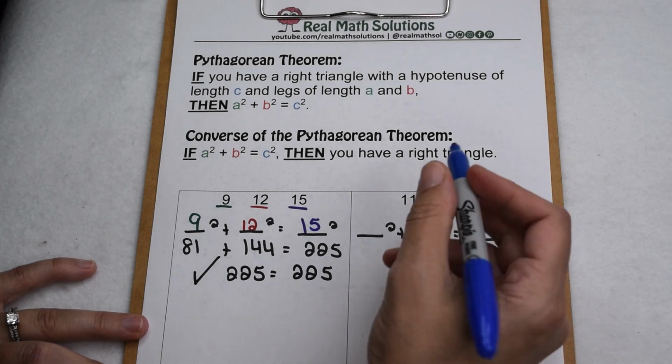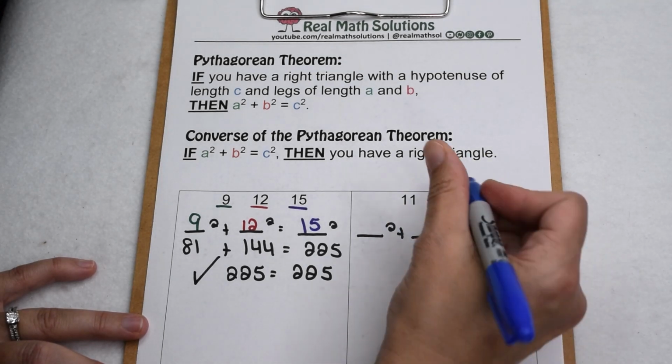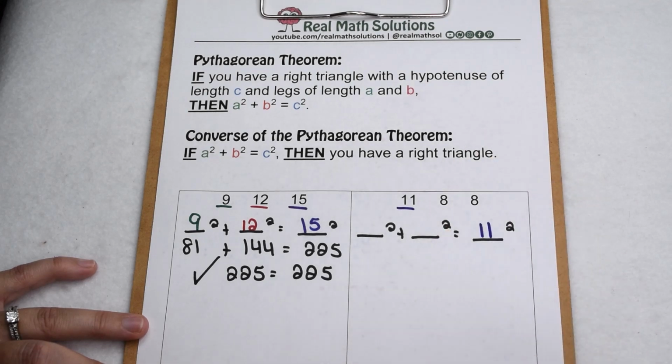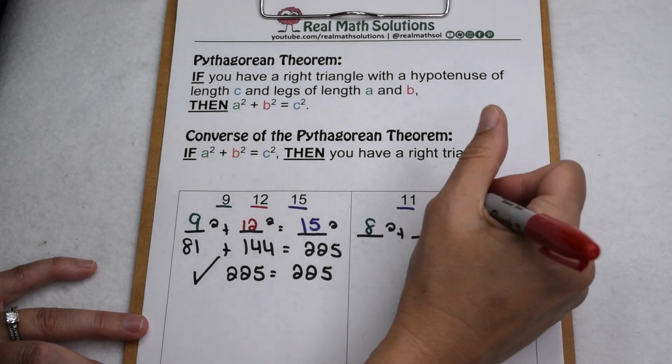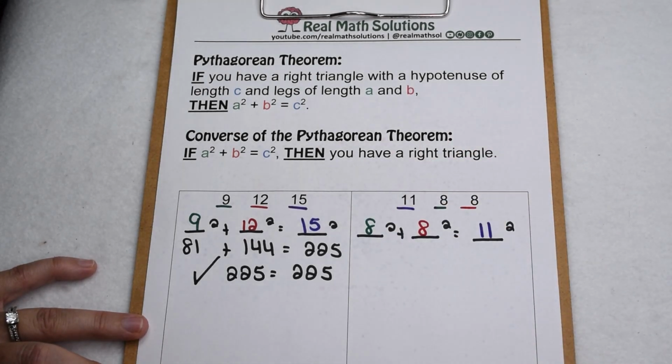Let's try it with another set. Here we have 11, 8, and 8. Well, again, we know that our longest edge is going to be our hypotenuse, so we're going to fill that in for C. 8 and 8 are A and B, so it doesn't matter which order we put them in, we're just going to fill them into our equation.